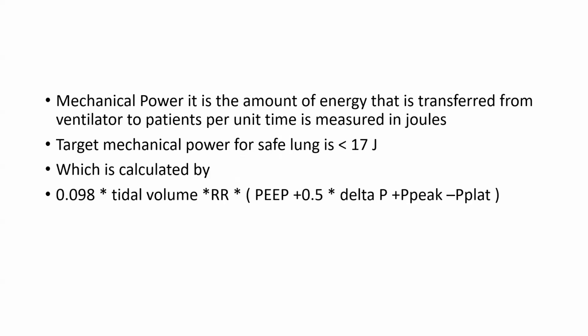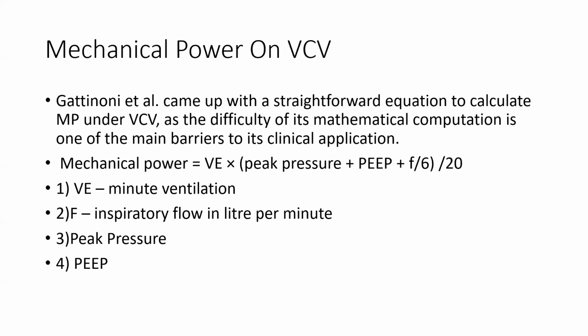So mechanical power is the amount of energy that is transferred from the ventilator to the patient per unit time and is measured in joules. The target mechanical power for a safe lung is less than 17 joules, which is calculated by 0.098 times tidal volume times respiratory rate times (P peak minus 0.5 times driving pressure), that is, P peak minus P plateau.